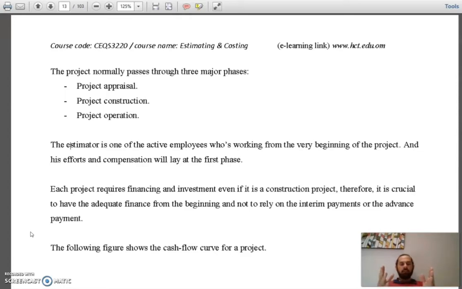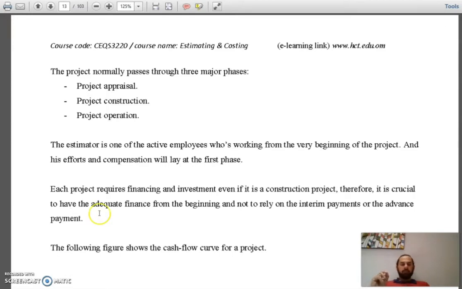So from where will you finance this project, or from where will you pay the engineers, staff, laborers, equipment, materials, and so on, until you get the first invoice? You submit the first invoice and get your interim payment, maybe after 4 or 5 months. This is why it's crucial to have a sufficient amount of money to cover the mobilization, the construction processes and material buying.